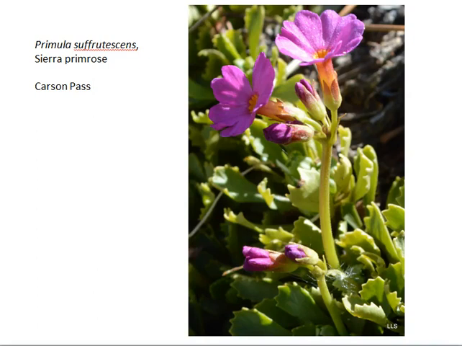Okay, continuing on, now we are at Carson Pass in the Sierra. Beautiful area to go hiking when you can do that again. And we're not going to learn this, it's a pretty plant. This is the Sierra Primrose, Primula subfrutescens, which is in the Primulaceae, which is also the family and the genus that shooting stars are in now. You may be familiar with that.